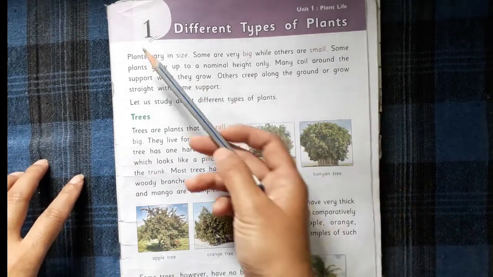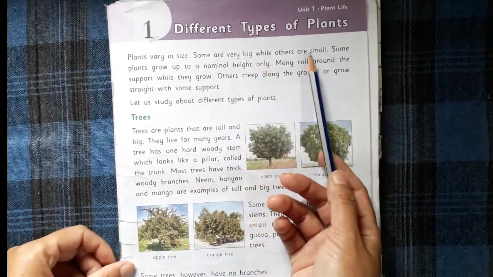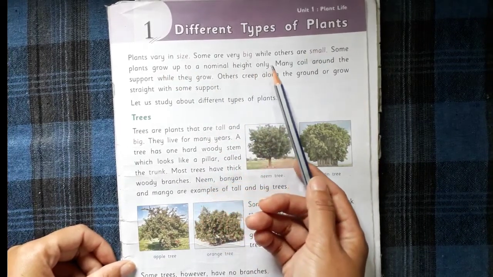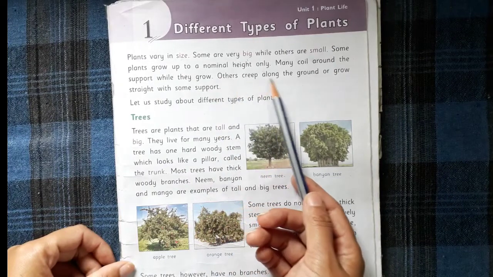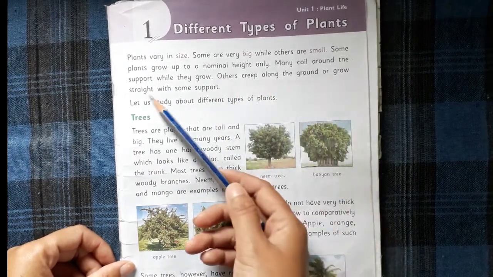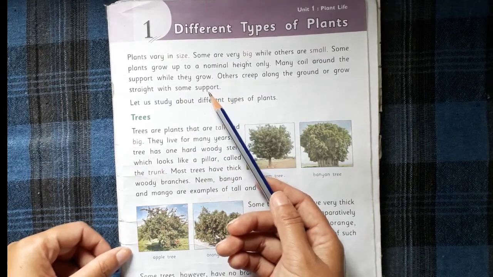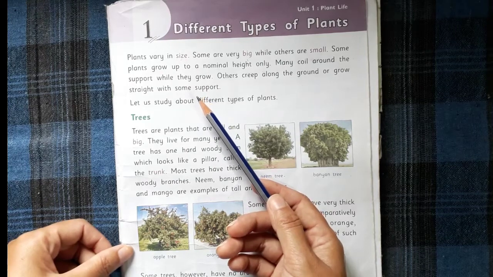Now listen carefully. Plants vary in size. Some are big while others are small. Some plants grow up to a nominal height only. Many coil around the support while they grow. Others creep along the ground or grow straight with some support. Okay. Plants are of different shapes and size. Some are very big and tall and some are small.